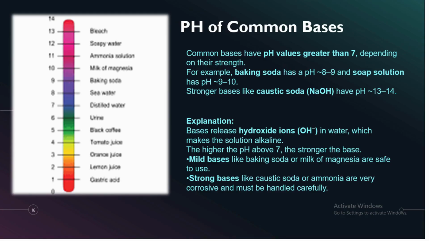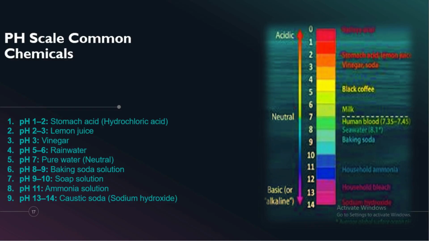So mild bases like baking soda or milk of magnesia are safe to use. Strong bases like caustic soda or ammonia are very corrosive and must be handled carefully.